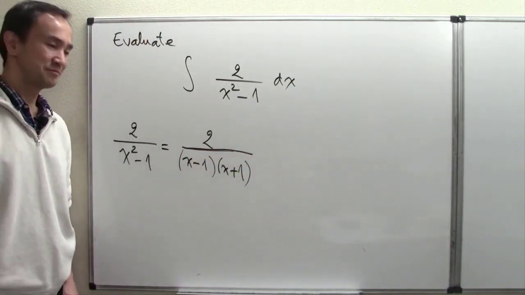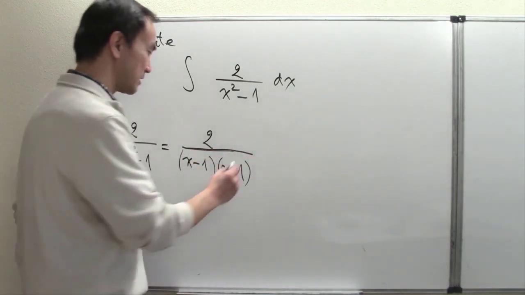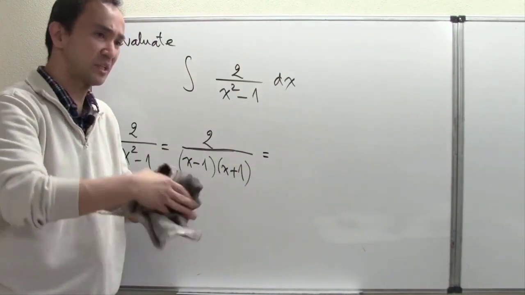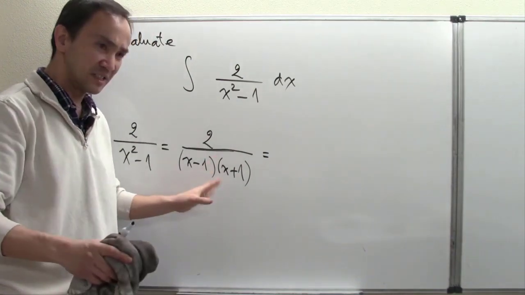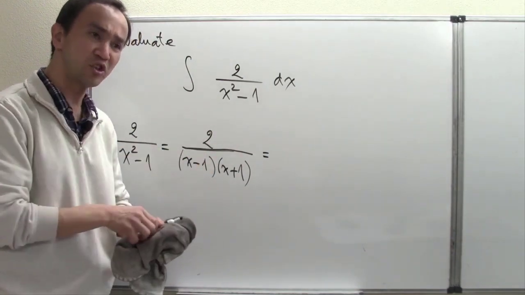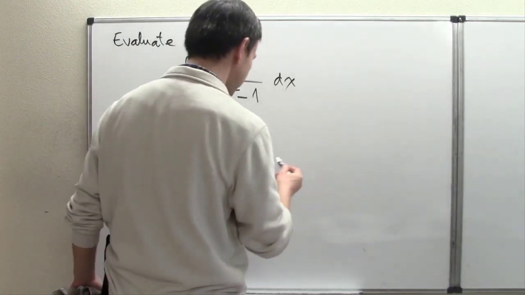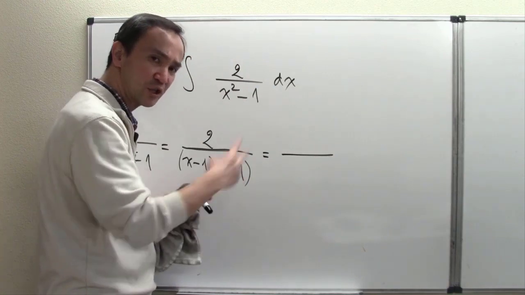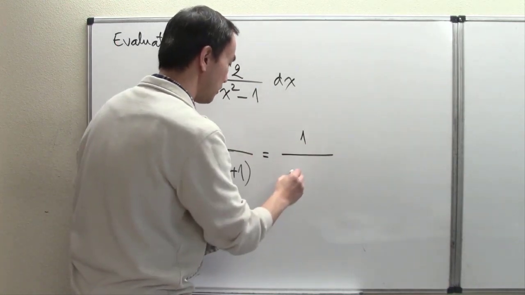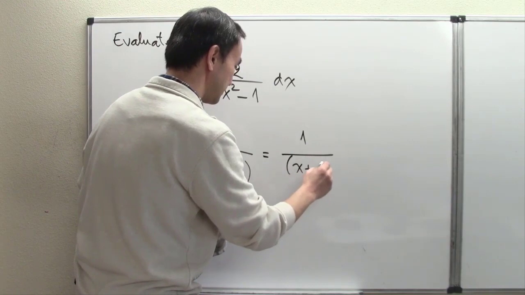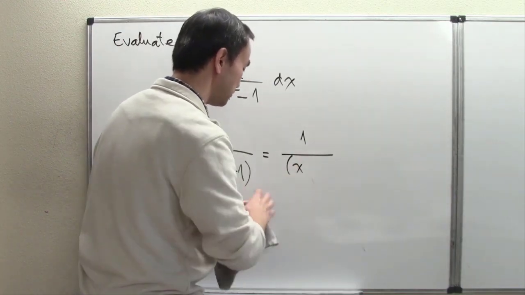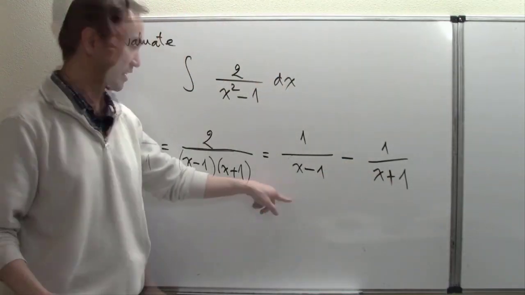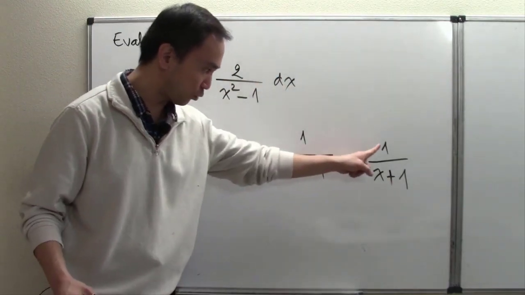Because of that, I'm going to go a little further. I've done this for years, so the algebra has become quite fluent for me, but after I'm done, you can quickly double check with me. This will turn into two separate fractions: 1 over x minus 1 minus 1 over x plus 1.